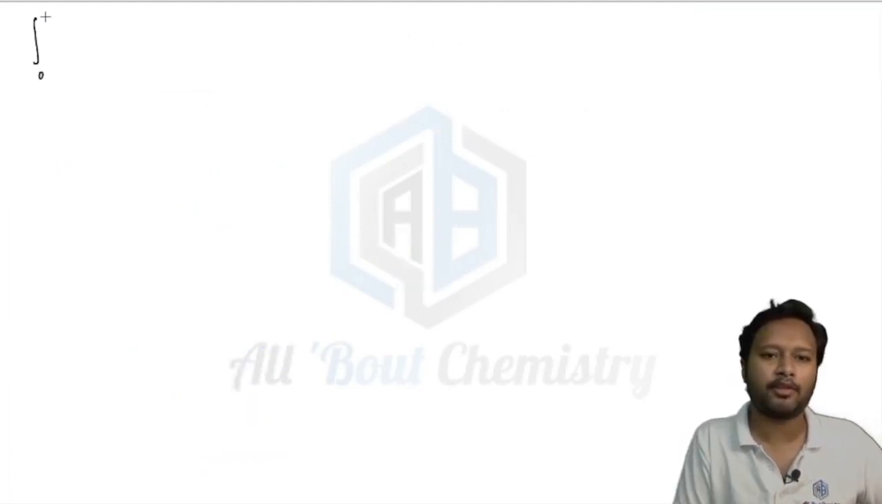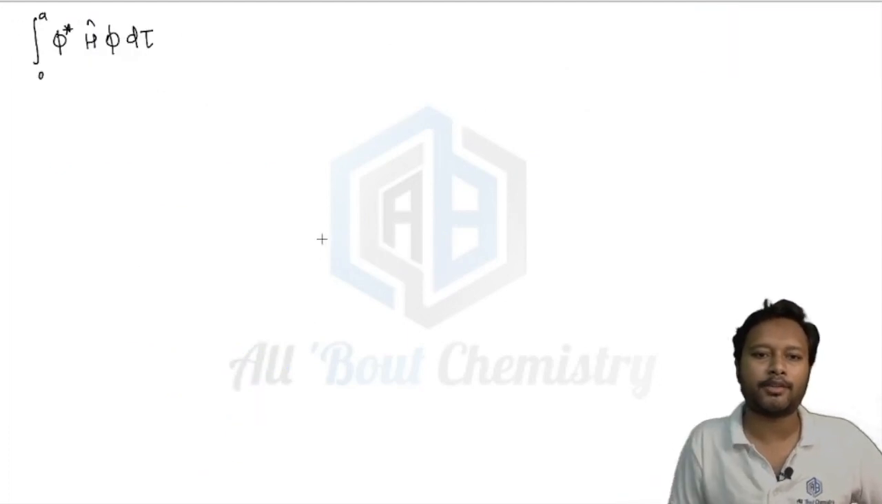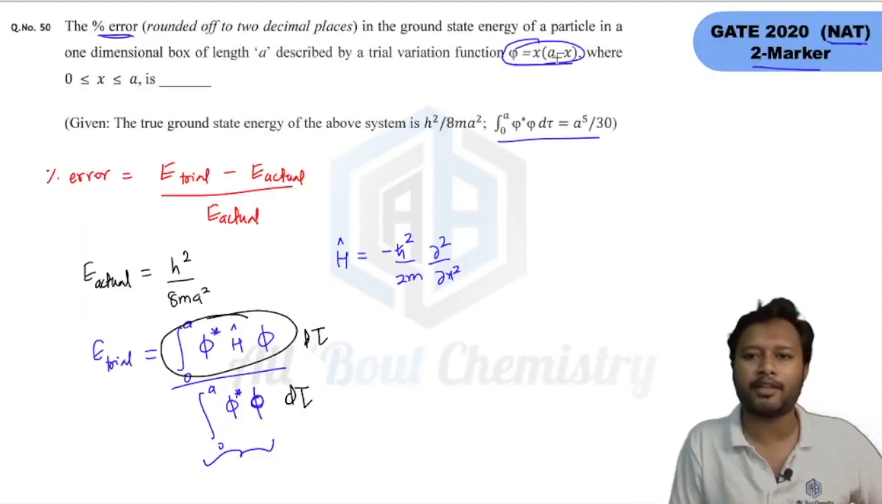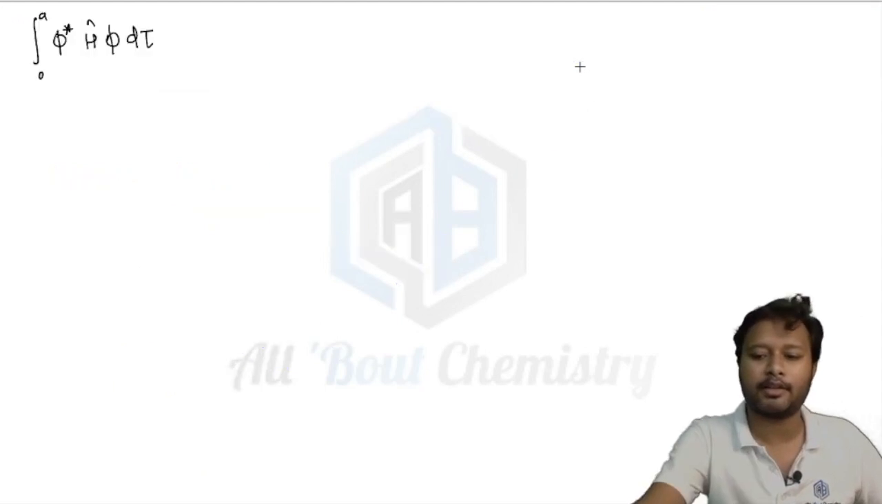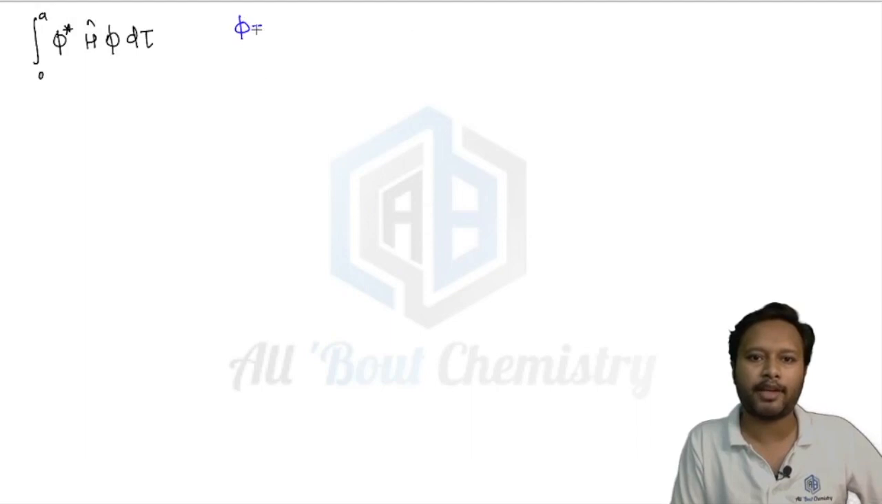So once you start solving from 0 to a, you have phi star H phi d tau. I should have also written d tau in both places. Here, if you put the values, phi star will be x times a minus x. I can write the things here so that it becomes handy. So it is x and a minus x. Phi and phi star are actually the same, so I will be substituting them over here.